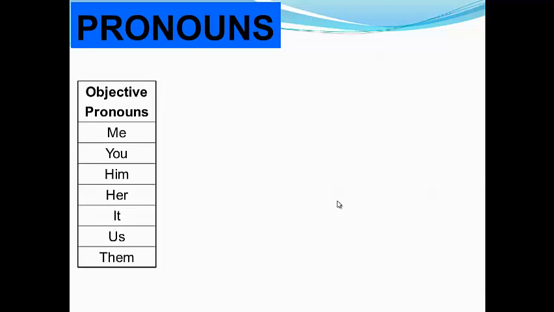Objective pronouns are used to make reference to people or things. They substitute the names of the people we talk about, the people we refer to, or the people who benefit or suffer from the action of the verb. They are always placed after the main verb in the sentence.